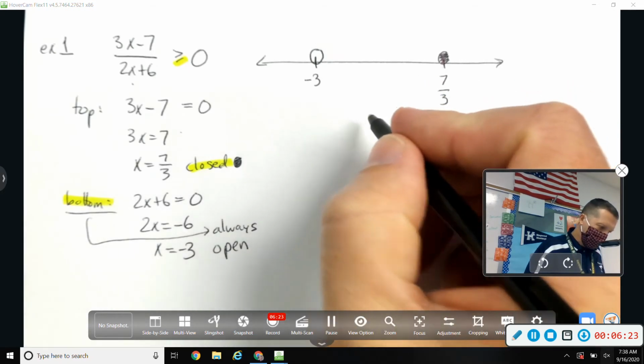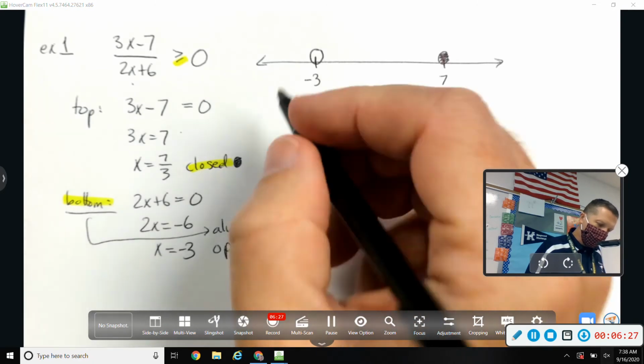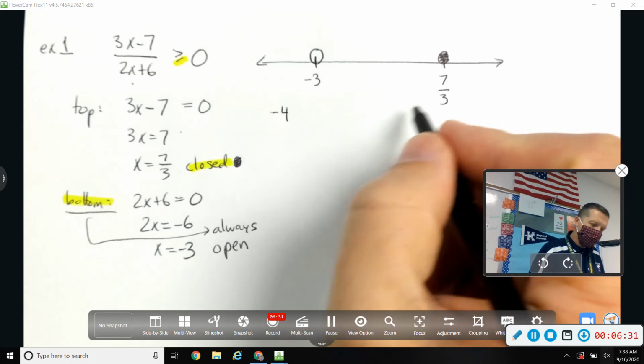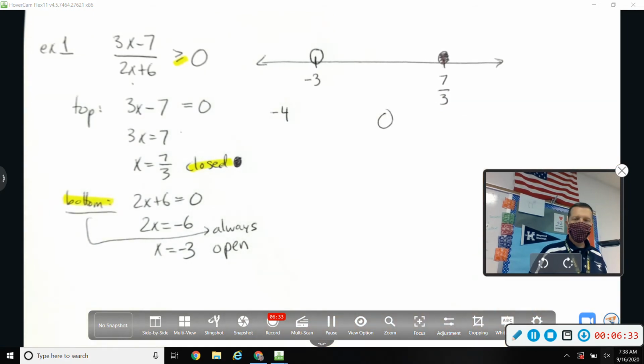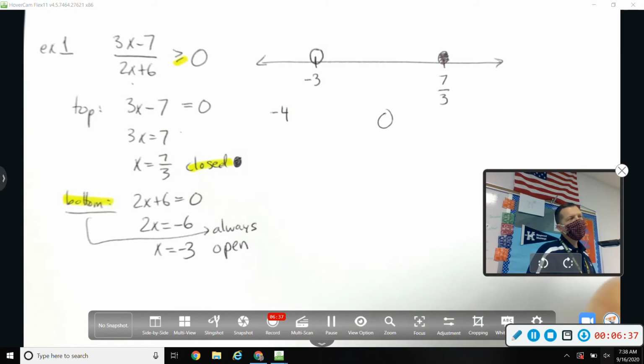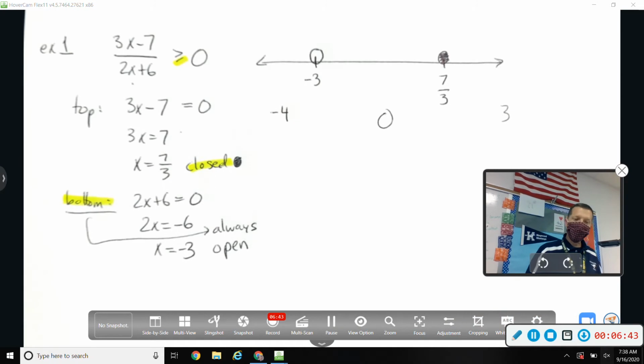All right, let's test our intervals. So a good number less than -3 would be -4. A good number in between would be 0. How about a number bigger than 7/3? 8/3, but I don't want to use 8/3. 9/3 would be 3, so let's go with 3.